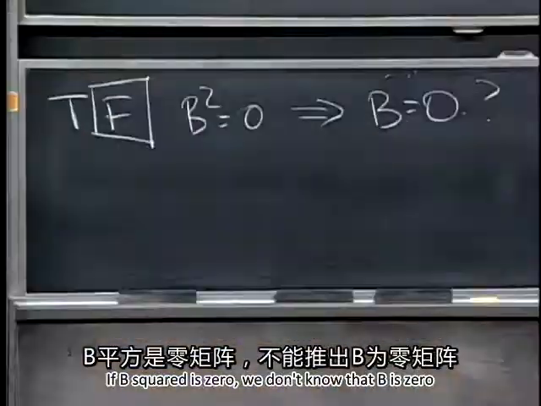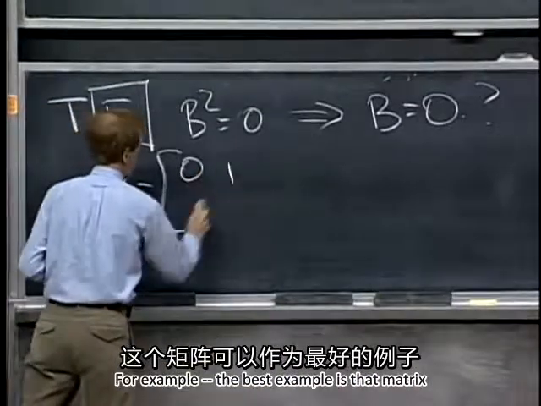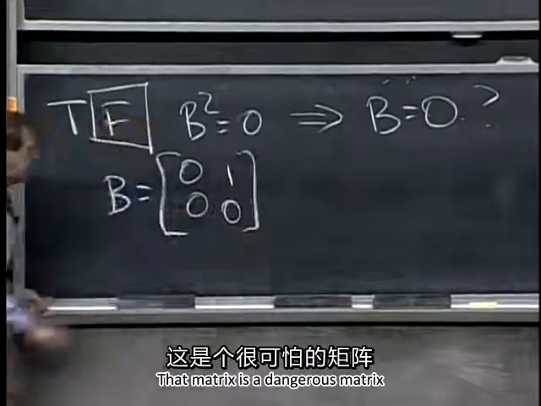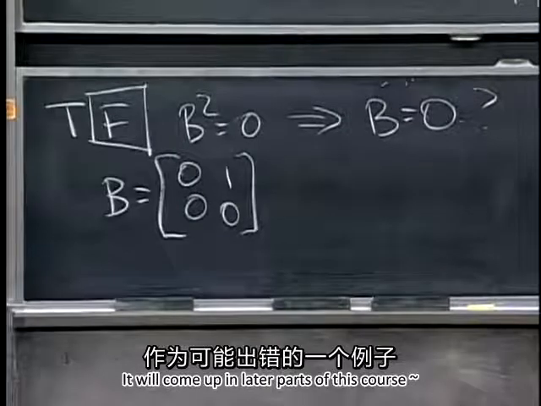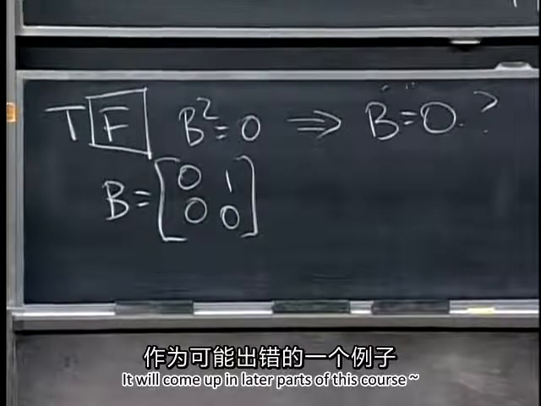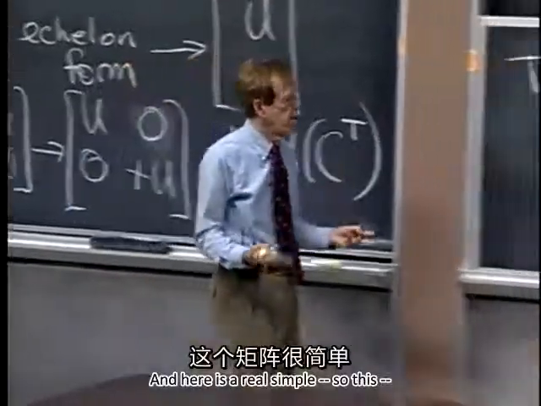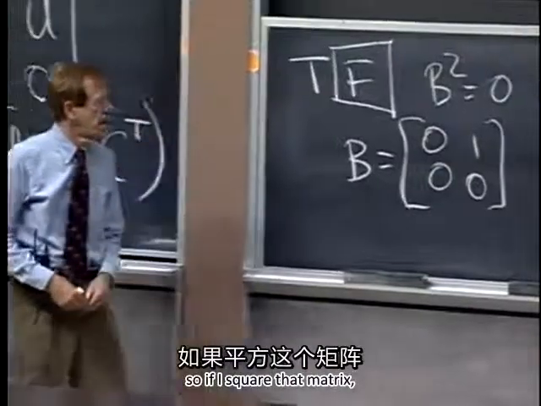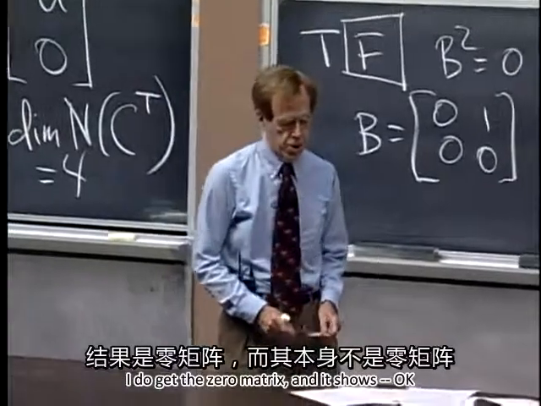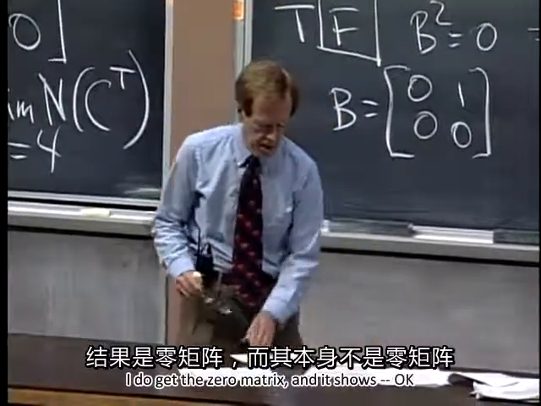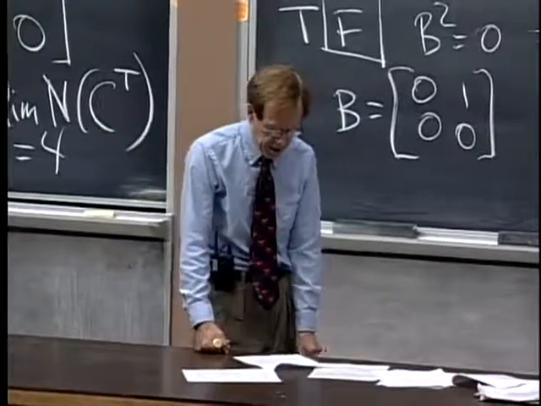If B squared is 0, we don't know that B is 0. For example, the best example is that matrix. That matrix is a dangerous matrix. It will come up in later parts of this course as an example of what can go wrong. And here's a real simple one: if I square that matrix, I do get the zero matrix.